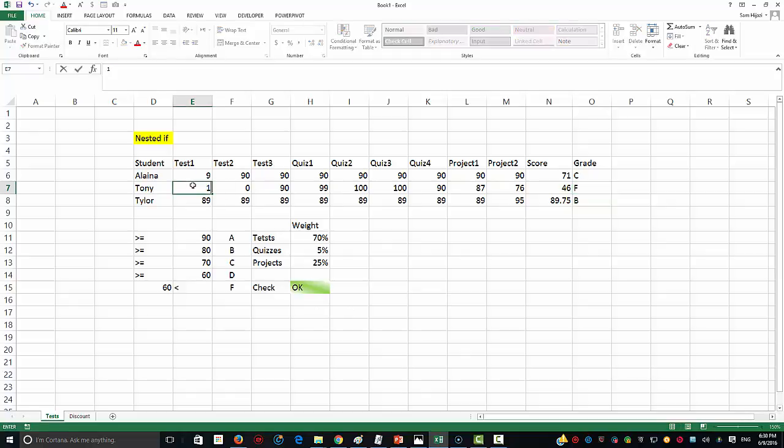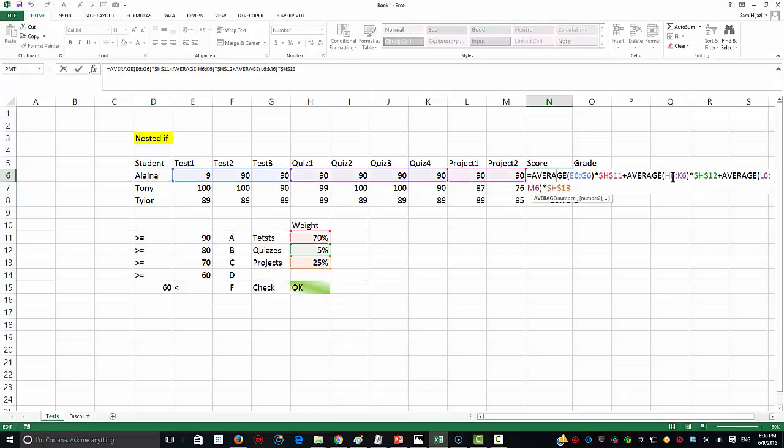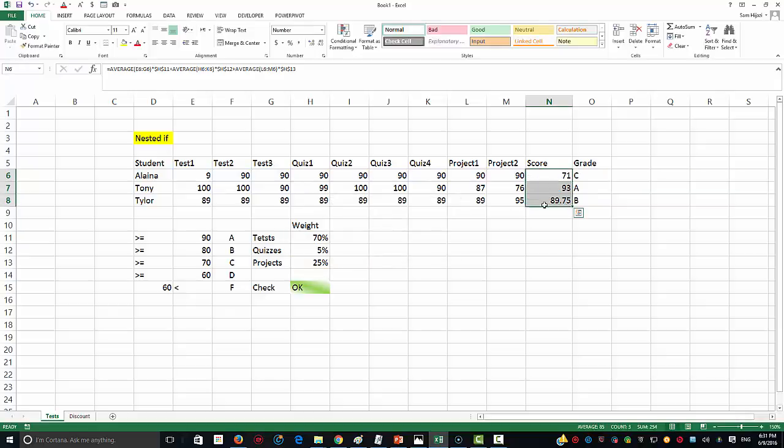So let's go ahead and give Tony back 100 and give him another 100 here so he could get his A. The same thing, if I wanted to round this here, I obviously have to go ahead and change a little bit. Since all this calculation is going to result in one value, I'm going to make sure that this is going to be 71, 93, and here we go.